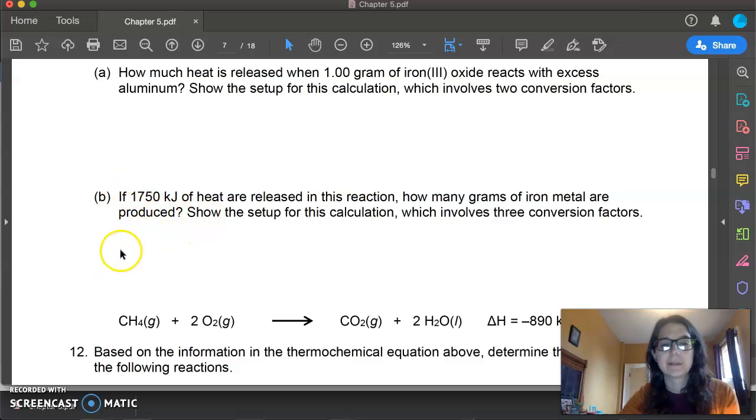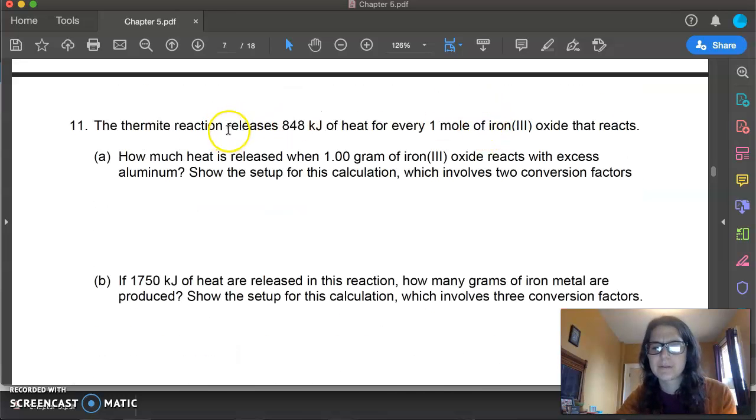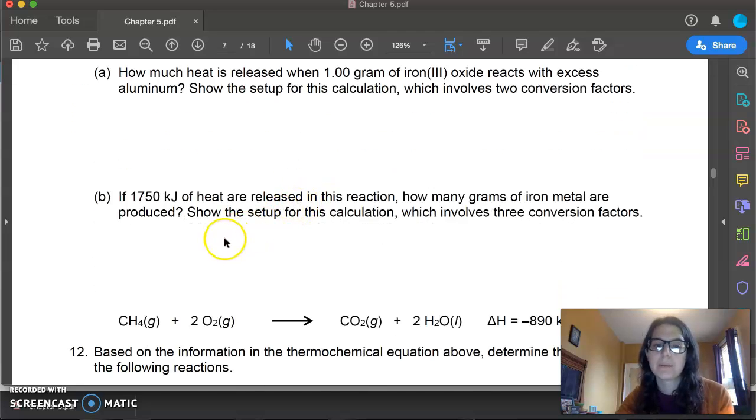So if we have, I'm going to use negative signs this time, negative 1,750 kilojoules. We're going to figure out basically the mole ratio for this reaction. So I'm going to multiply by the inverse of 848 kilojoules per mole. I'm going to multiply 1,750 times 1 mole divided by negative 848. Again, negative because we know it's released in the overall reaction.